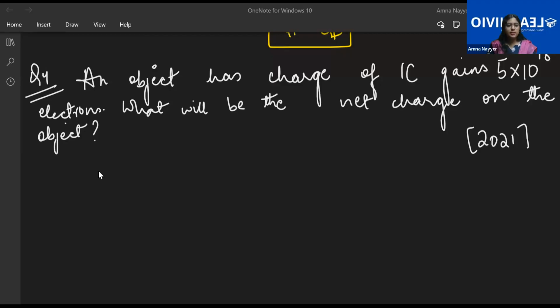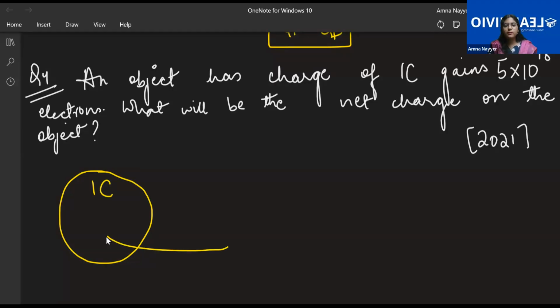See, this is a sphere. This has a charge 1 coulomb. It is saying an object has a charge of 1 coulomb. This gains how many electrons? 5 into 10 to the power 18 electrons enter into the body. What will be the net charge now?